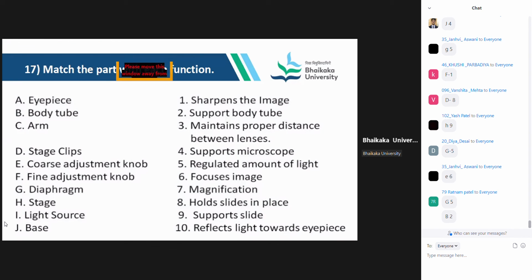The stage clips hold the slide in place. Coarse adjustment is used to focus the image. The fine adjustment knob is for sharpening the image. Then the diaphragm will regulate the amount of light. The stage holds and supports the slide. The light source will reflect the light towards the eyepiece, and the base will support the microscope.